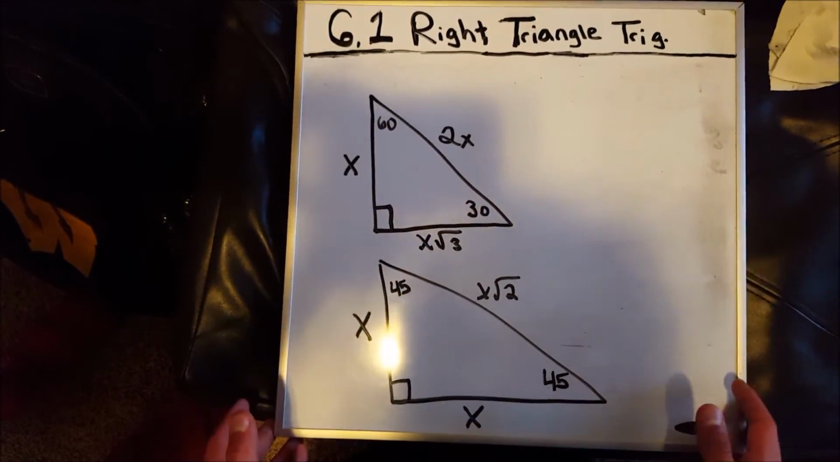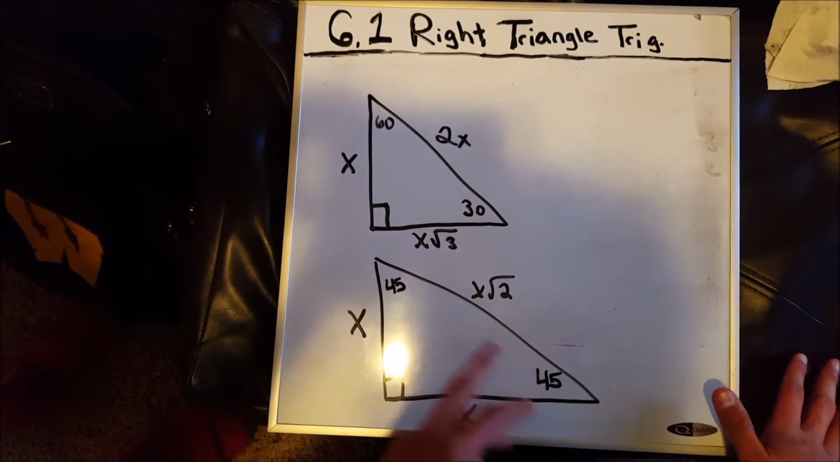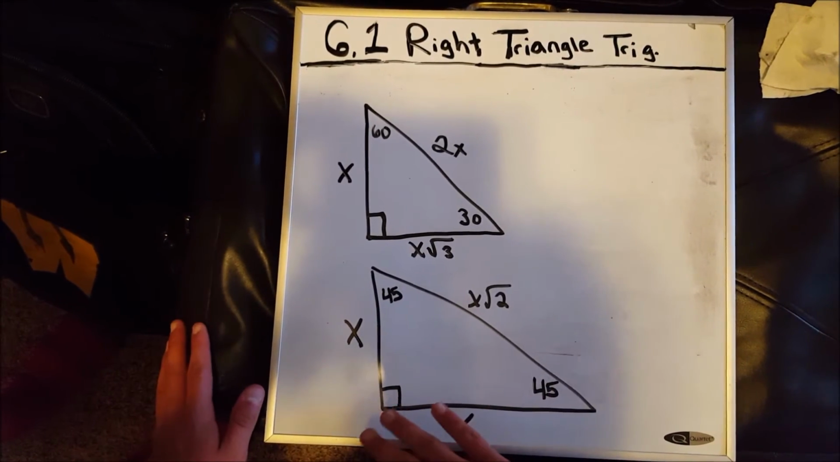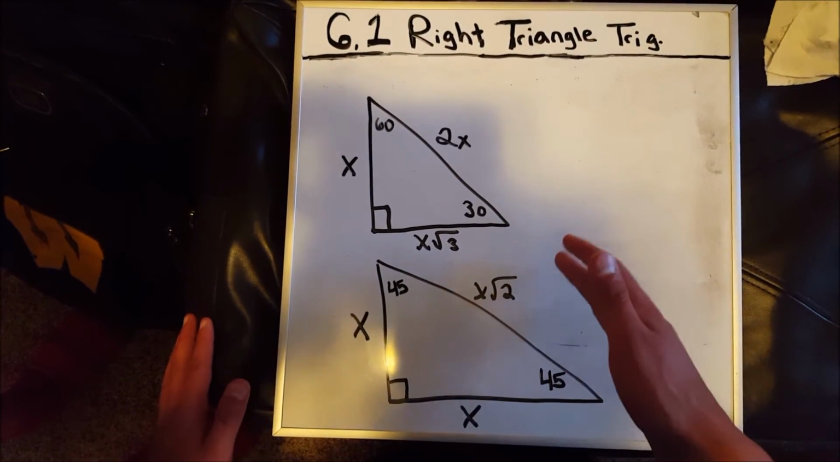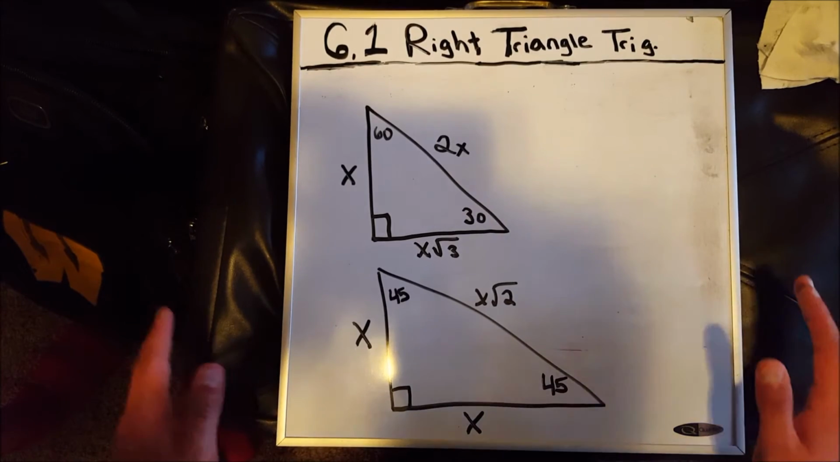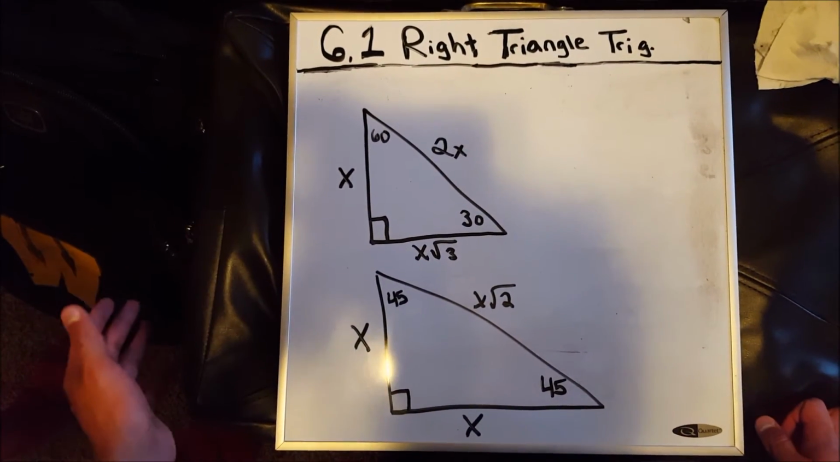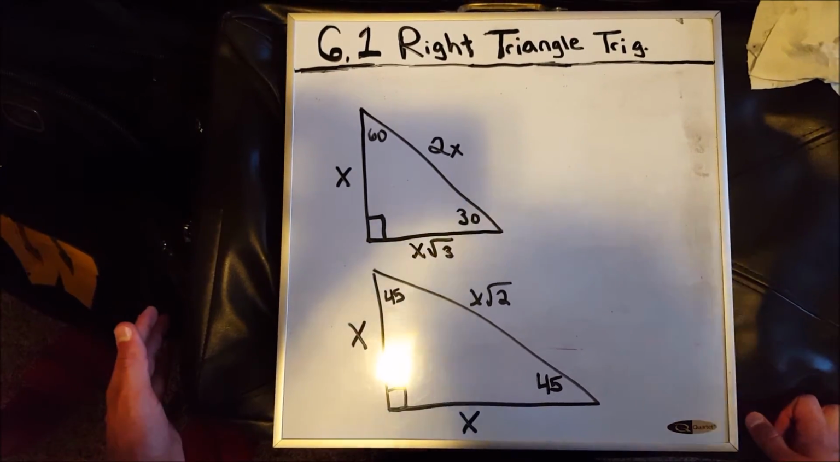Same with the 45-45-90. Every side opposite of a 45 degree angle is just x. And then the side opposite of the 90 degree angle is x radical 2. Every time, for every 45-45-90 triangle, it works. Take a minute, jot this stuff down, and we'll get on to an example.